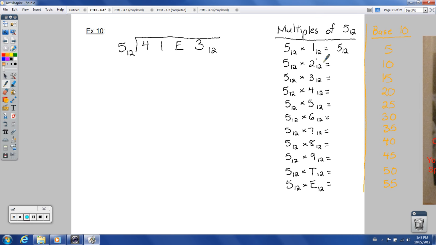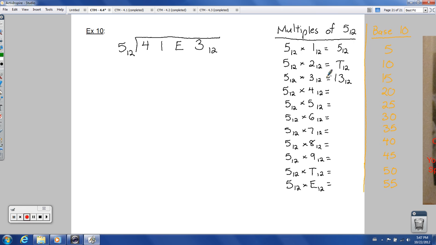And so what does this become? 10 is allowed in base 12, but we would just write a t instead of 10, so t base 12. 15: 12 goes into 15 one whole time with 3 left over, one remainder of 3, so you'd have 1 3, 13 in a sense base 12.